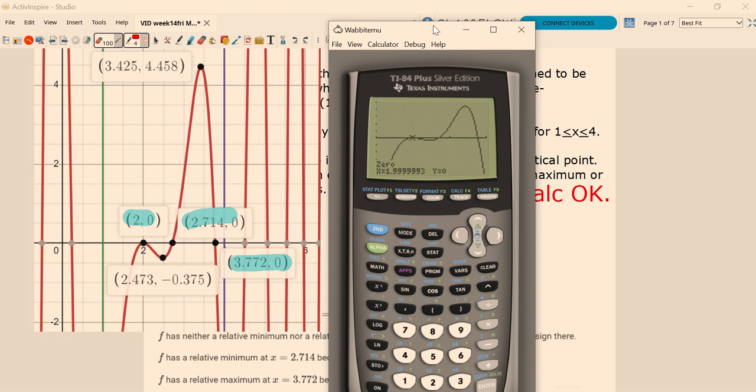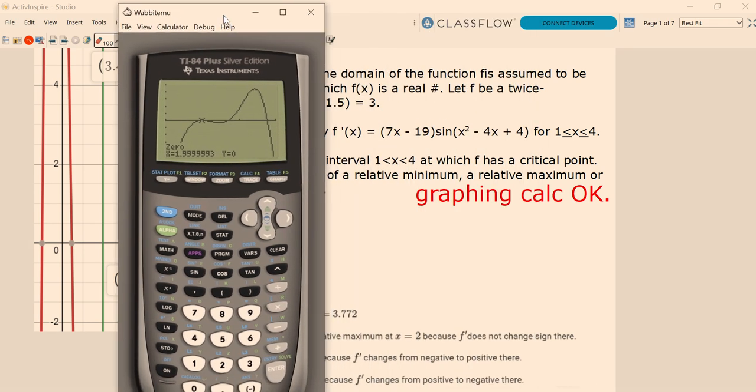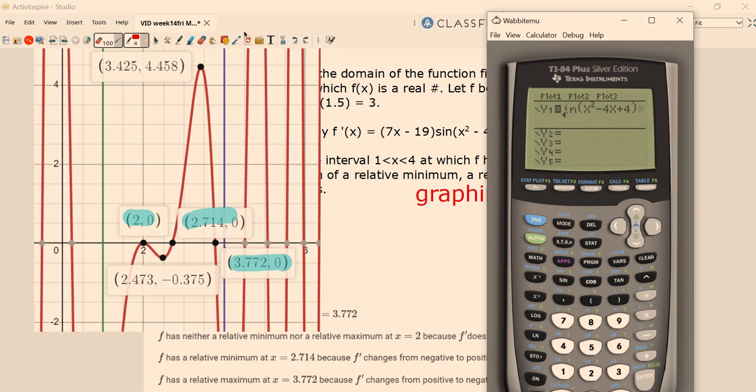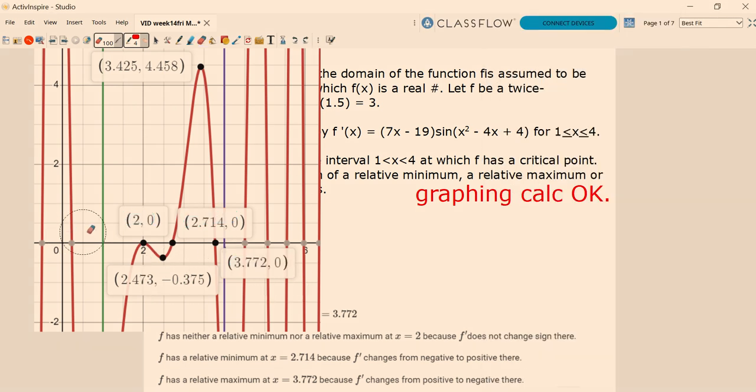In the end it's an estimation. It's not going to be perfect, but you can just assume that's 2. I just want to make sure I typed in everything correct over here: x squared minus 4x plus 4. Yes, I did. And you do the same to find the other x-intercept. Now, how do you find these blue points right here?